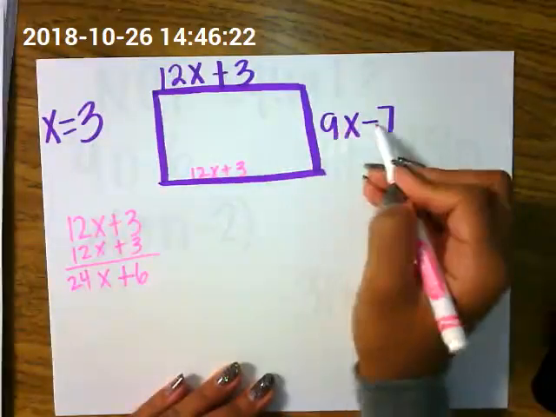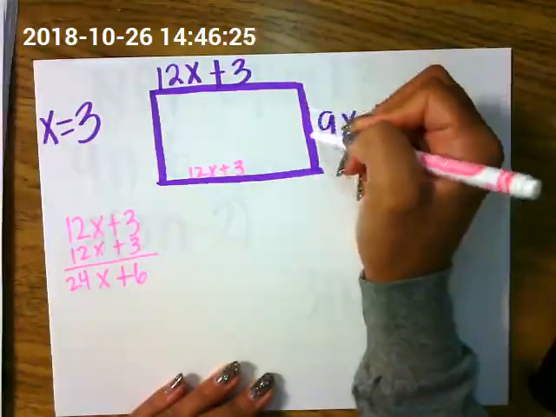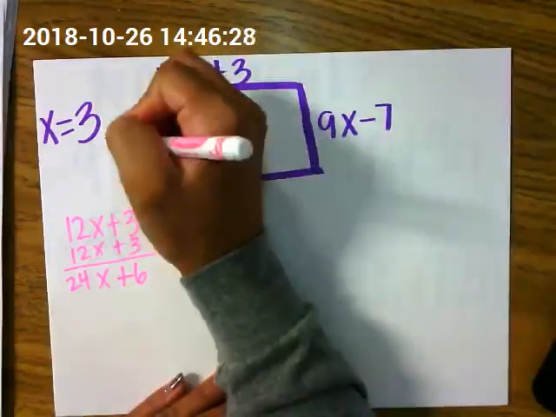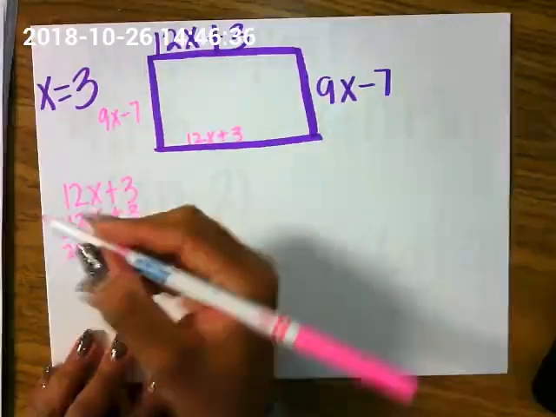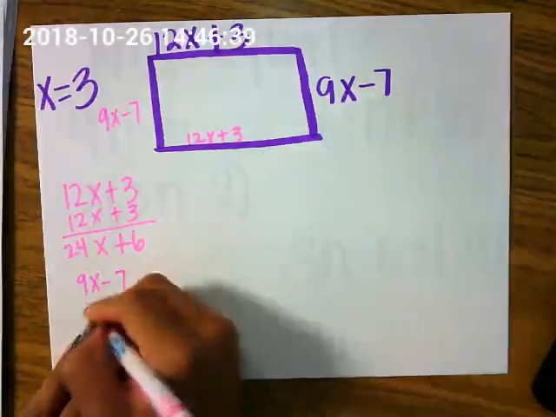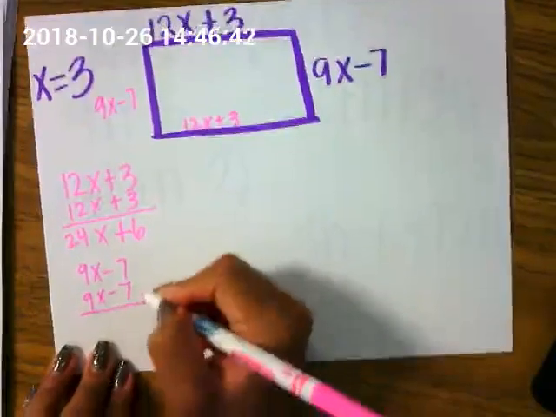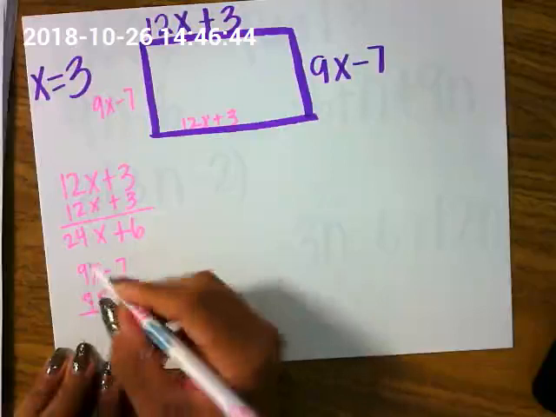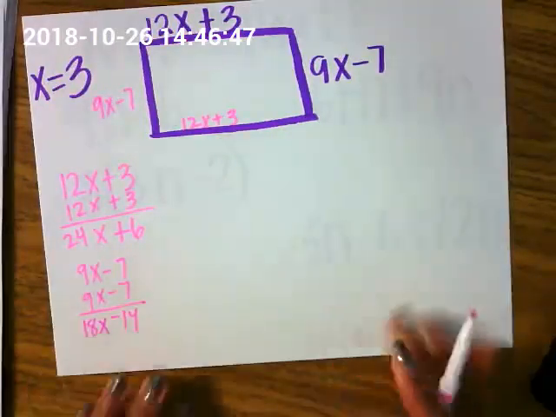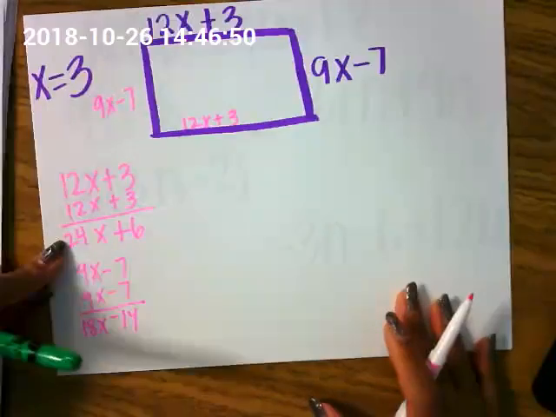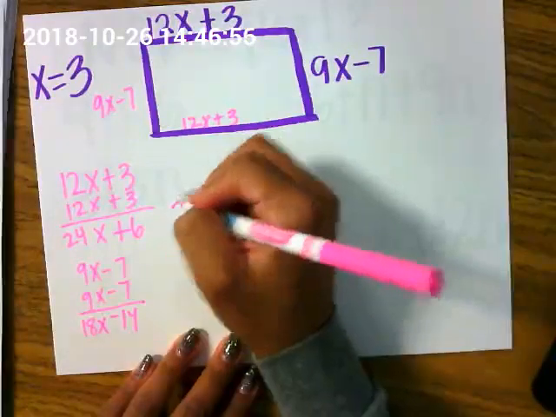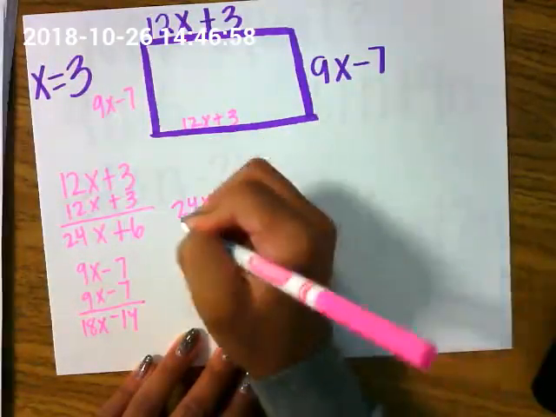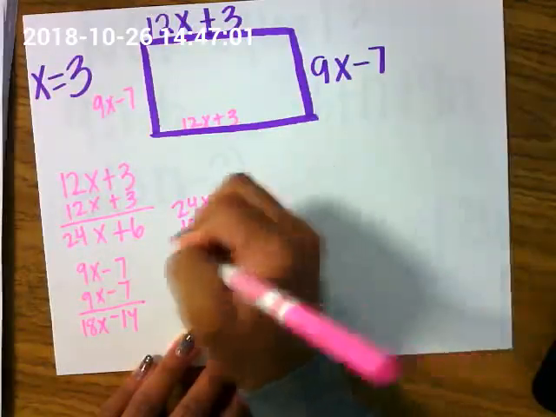And then we have 2, 9x minus 7. If this side is 9x minus 7, then this side is also 9x minus 7. And I hope you're not just watching. Please be writing this. So 9x minus 7, 2 times. I get a -14 and an 18x. So now I have 2 sides here and 2 sides here. I can put those two things together. I have 24x plus 6, 18x minus 14.